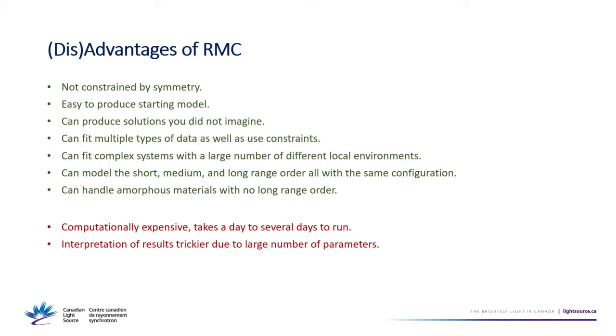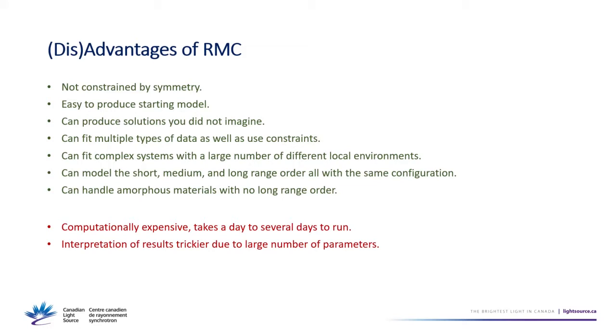You can also, and I think this is one of the most important, have this configuration be consistent with short, medium, and long range order, all within the same configuration, which is something you don't really do with PDFgui. There was that boxcar modeling I was talking about yesterday, where you fit the nearest neighbors with one model and then the long range structure with another one. And this can also handle amorphous or liquid materials that have no long range order, so that's a little bit trickier. The downside, of course, is it's very computationally expensive.